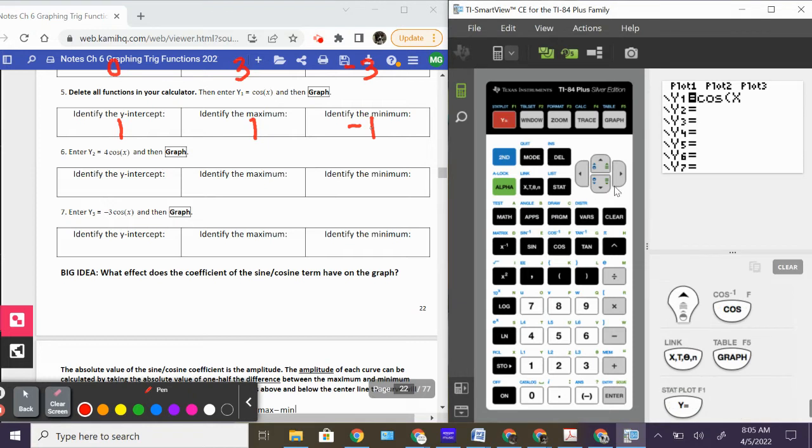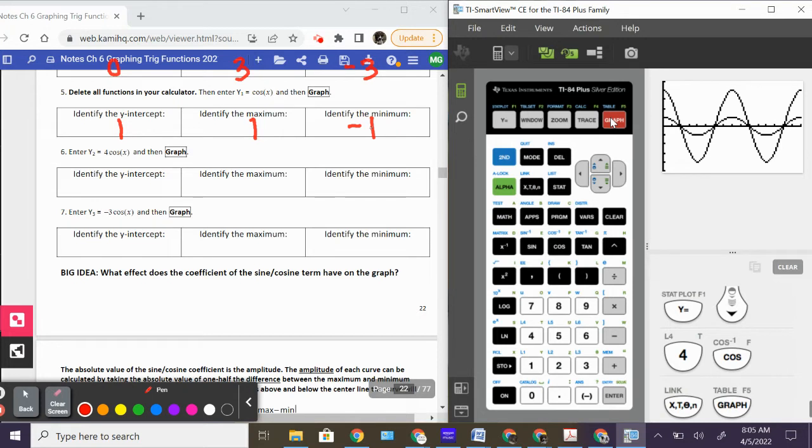So let's go ahead and do the next one, which says to do 4 times the cosine of x. And as you can imagine, that's going to make all of the heights multiplied by 4. So we have a y-intercept of 4. We have a maximum value of 4 and a minimum of -4.